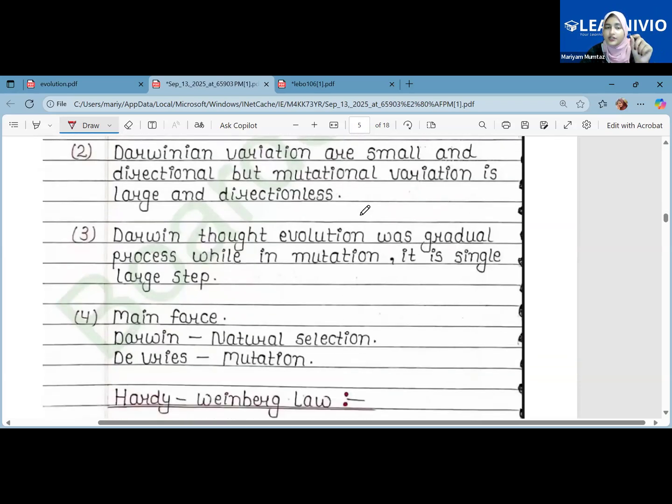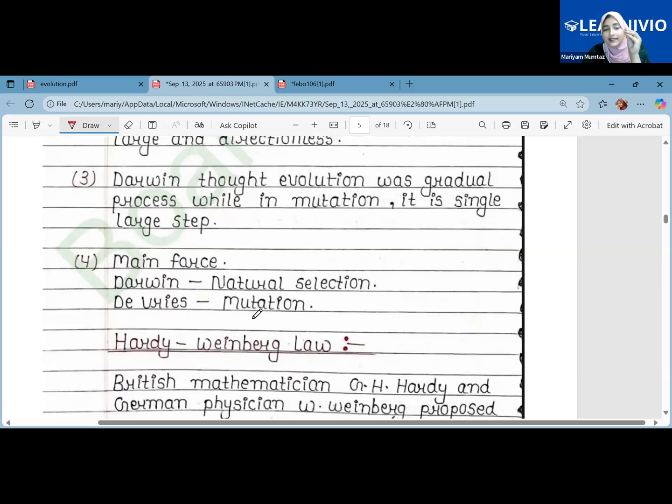Darwin thought that evolution was a gradual process. Gradual means it is taking place slowly. But Hugo de Vries said that it is a single-step large mutation. Like in one step, the whole entire evolution, the whole entire mutation will occur. Now, the main thing that Darwin took into consideration was natural selection. Those organisms that are better fit will get selected by nature. Whereas Hugo de Vries said mutation is the cause of evolution.